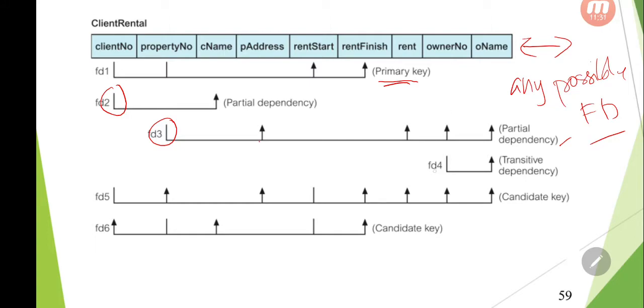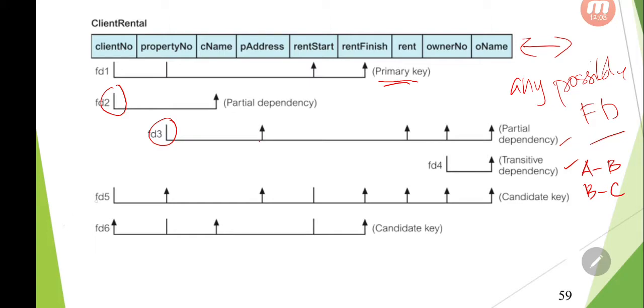Okay, we can see here FD4 owner number, determine owner name. This is transitive dependency. Why? Because this owner name depends on the property number via owner number. Make sure you remember A to B and B to C. C is owner name, B is owner number, while A is property number.